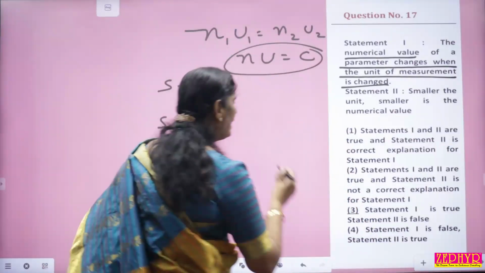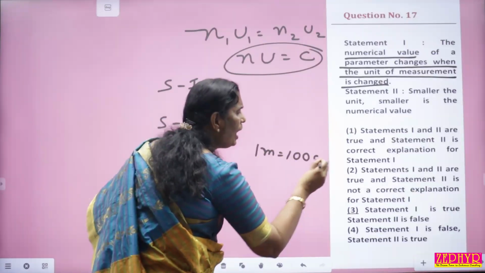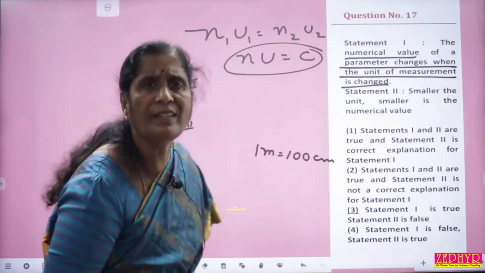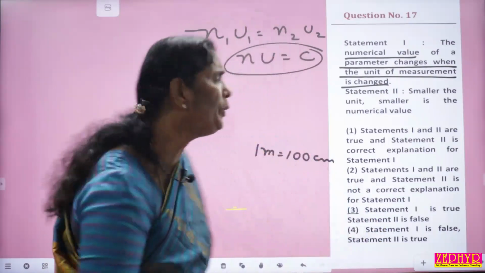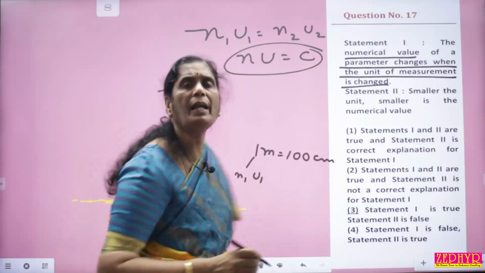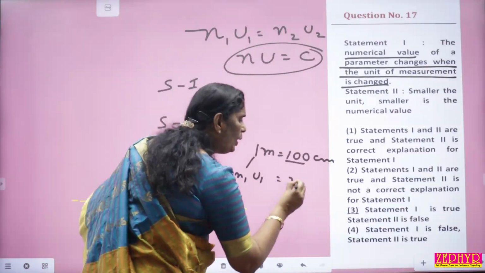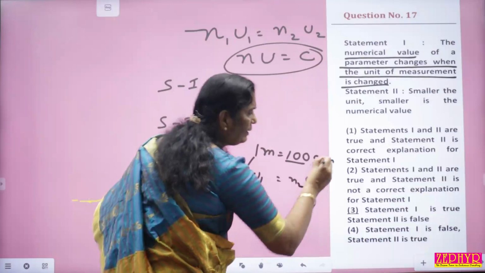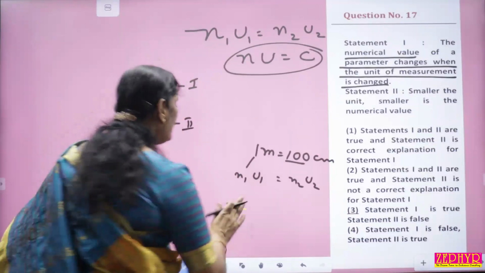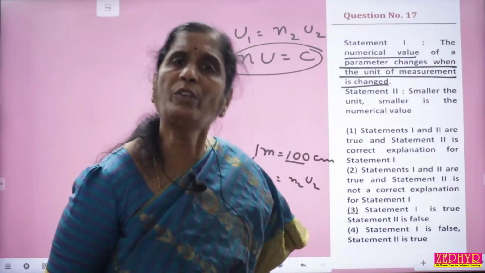For our understanding, how do you write 1 meter in centimeters? 1 meter is equal to 100 centimeters. This is a system, the MKS system. That is a system. The CGS system, the system changes. This is the numerical value in the first system, and this is the unit. Meter is the unit of length in the MKS system. Now this is the numerical value, and this is the unit. In the CGS system, centimeter is the unit in the second system. The total product of numerical value into unit is always constant.